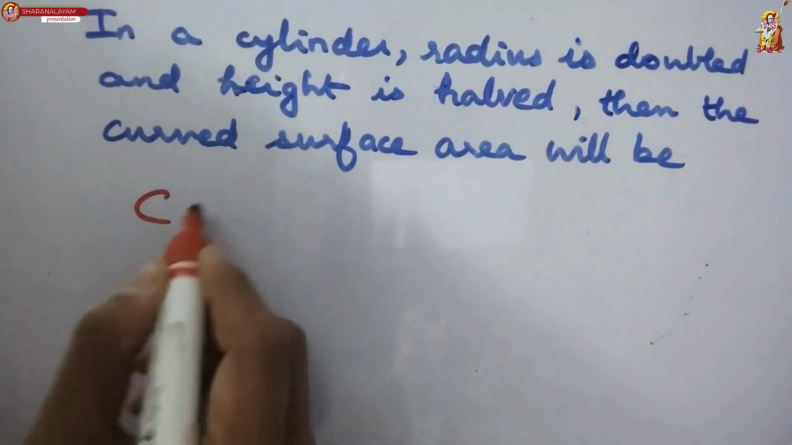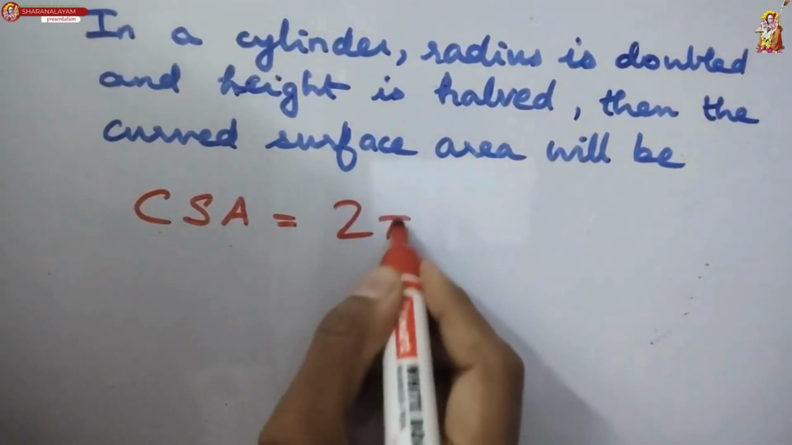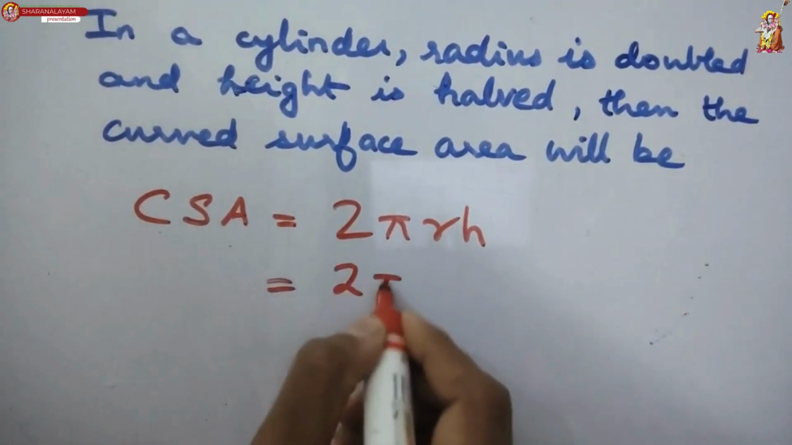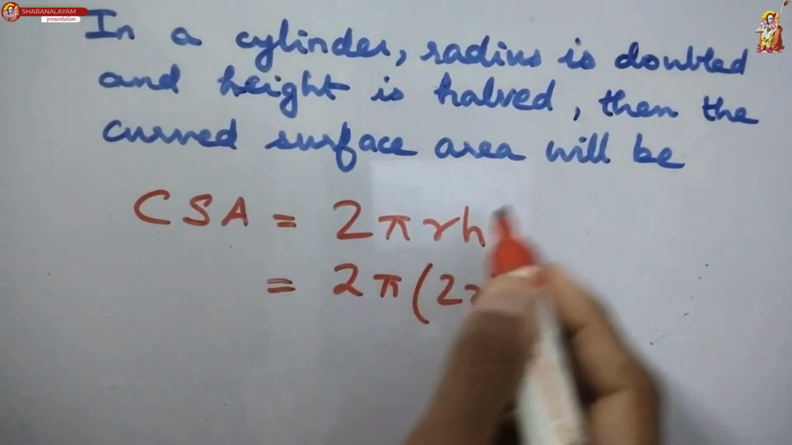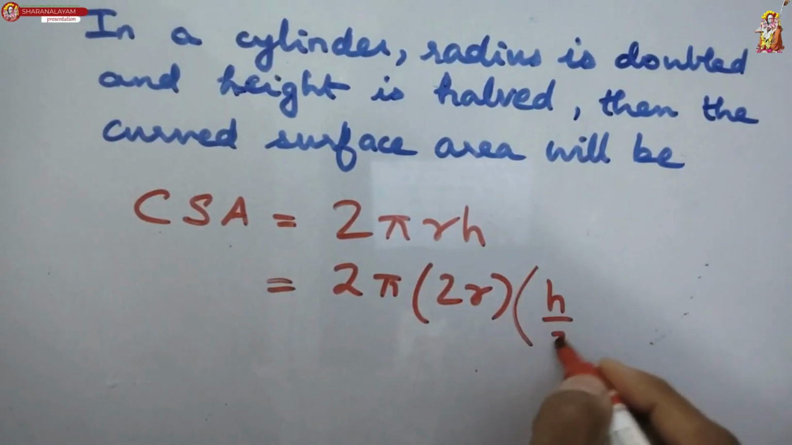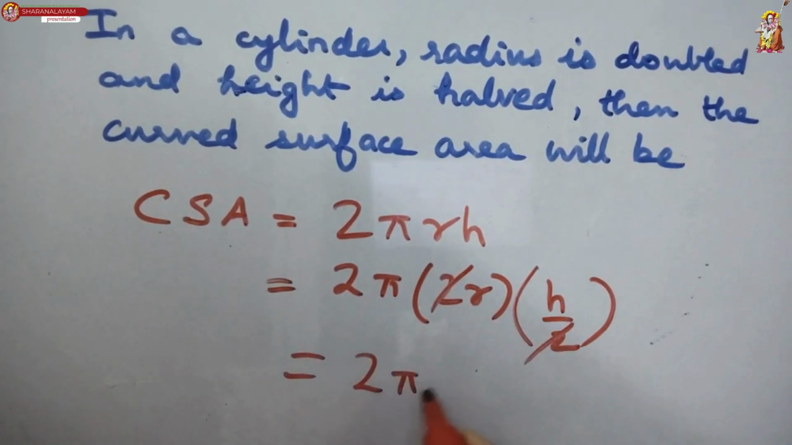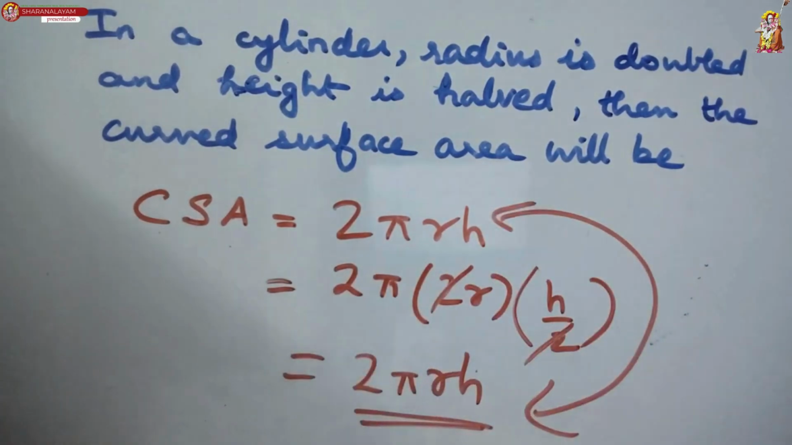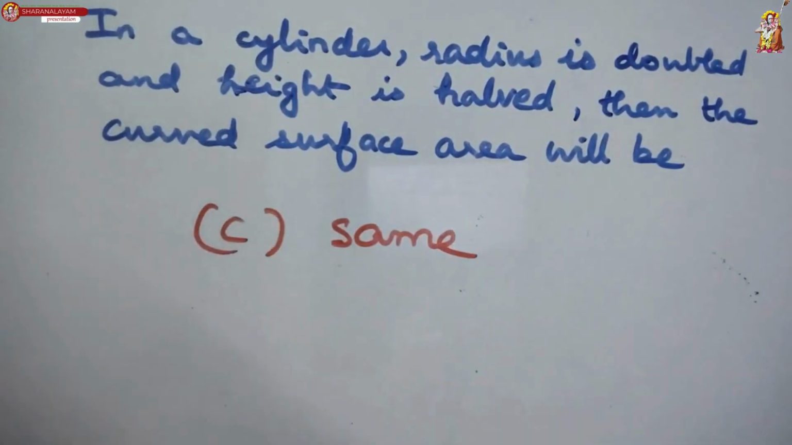Now the curved surface area, CSA, of a cylinder is 2 pi rh, right? Now the radius is doubled, so let's say it's 2r. And the height is halved, so it will be h upon 2, right? So 2 gets cancelled, so 2 pi rh. In other words, this 2 pi rh is the same. So the correct option is C, that is same. The curved surface area will be the same.